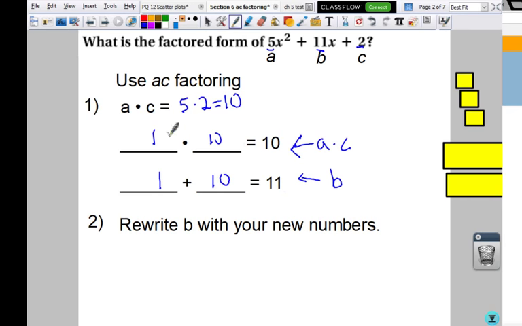So, what we're going to do now that we've gotten these two things is we are going to rewrite B with these new numbers.